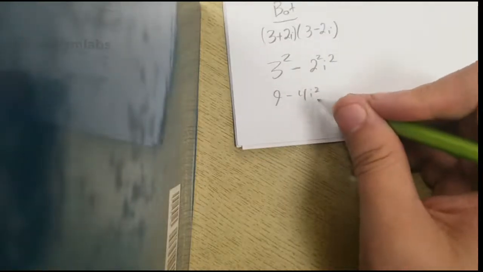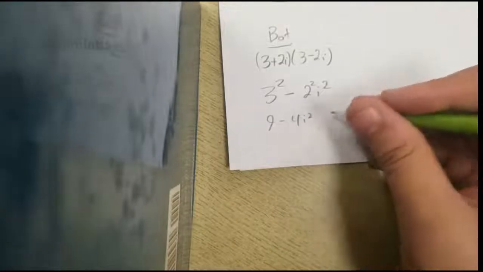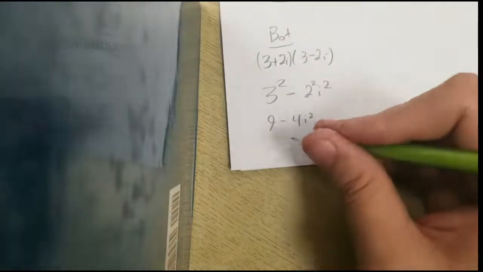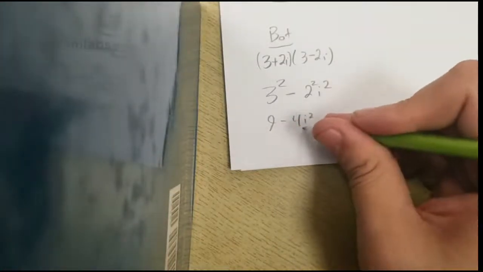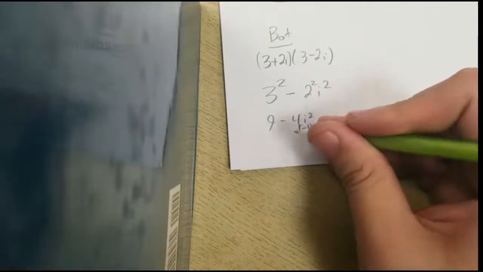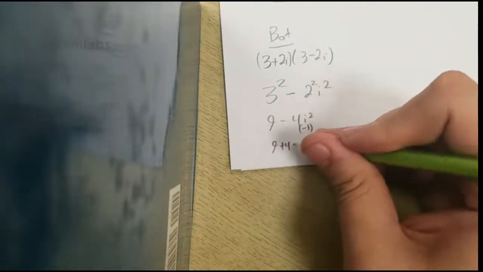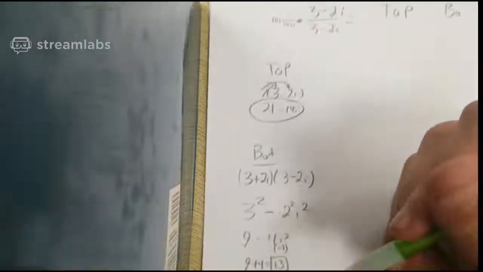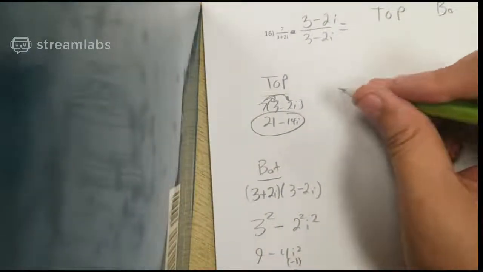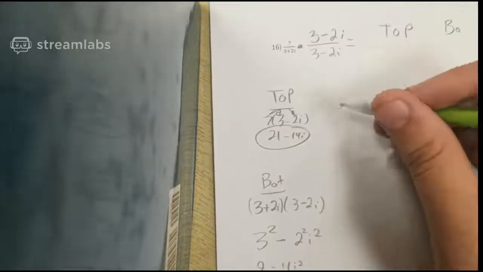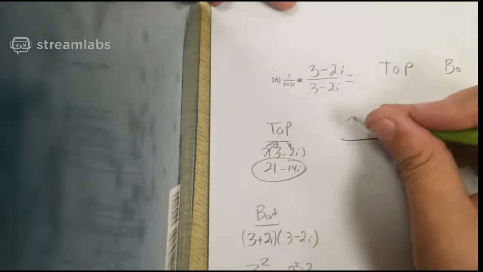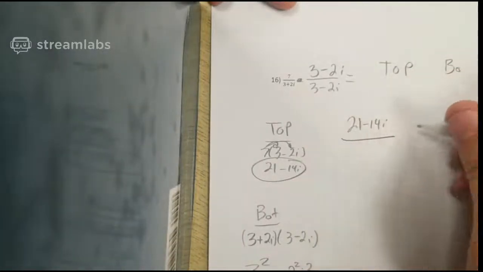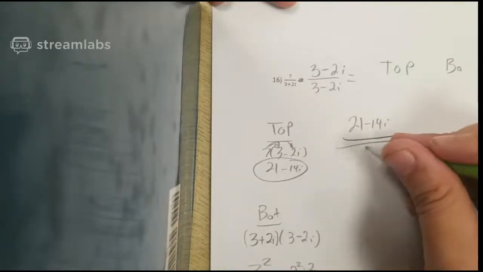Hey, everyone, what does i squared equal? Yeah, that's right. No, it's not positive 1, but negative 1, okay? So this is negative 1 times negative 4. 9 plus 4 equals 13. Everyone could do 9 plus 4. Over. So let's put it as one big fraction, one happy family. 21 minus 14i over 13.